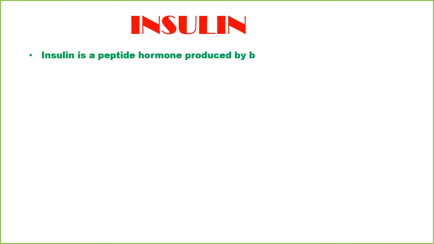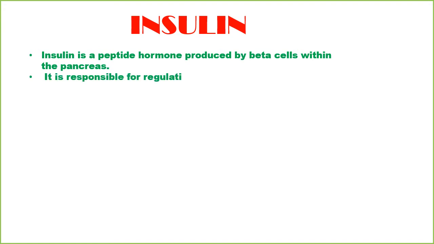Now we will be talking about insulin. Insulin is a peptide hormone which is produced by the beta cells within the pancreas. Peptide hormone means that it is made up of a chain of amino acids. The function of insulin is the movement of glucose from the blood into the cells.